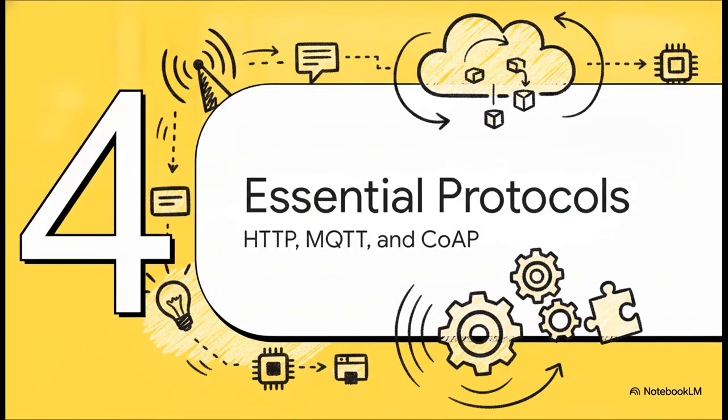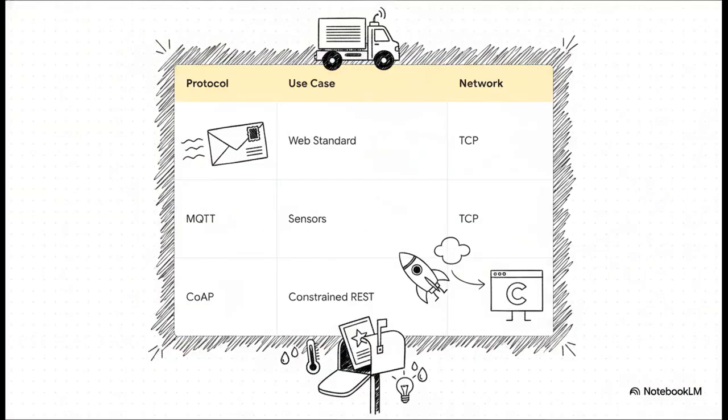Section 4, Essential IoT Protocols. Let's zoom in a bit more into the software rules, or protocols, that actually govern all this data delivery. If we think of these protocols like the Postal Service, HTTP, which runs most of the normal web you use every day, is like a certified letter. It takes a lot of effort and overhead to deliver, making it way too heavy for tiny sensors.